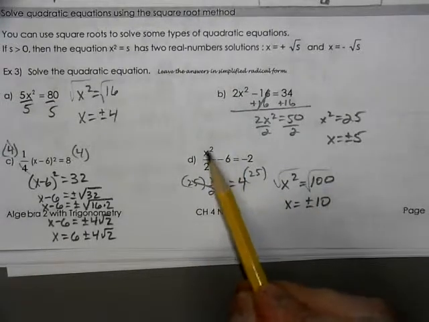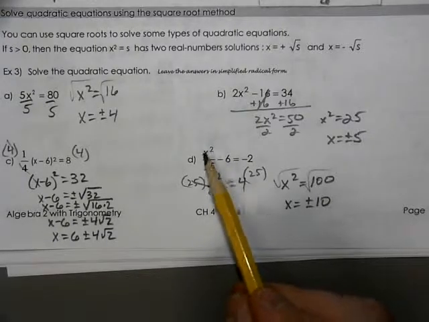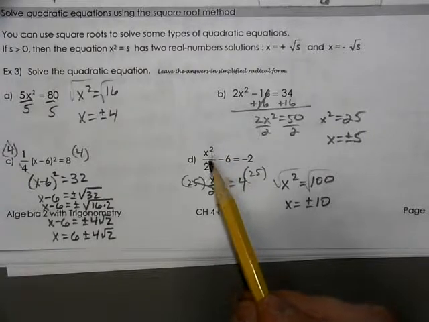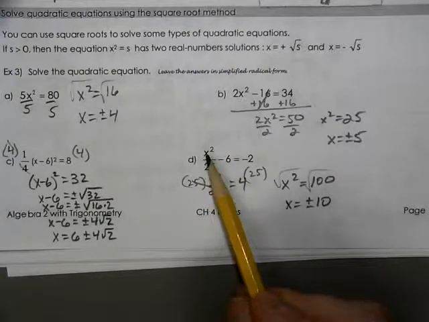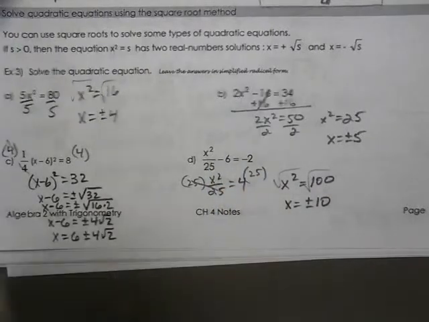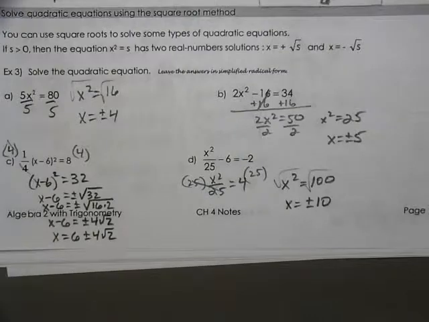Notice if you plug in negative 10 here, you get negative 10 squared, which is negative 10 times negative 10, which is 100. 25 goes into 100 4 times. 4 minus 6 is negative 2. It's a great way to check your work to be sure what you're doing is accurate.